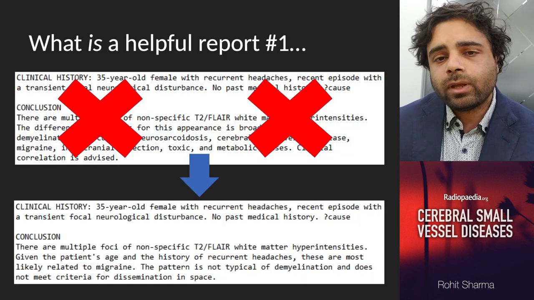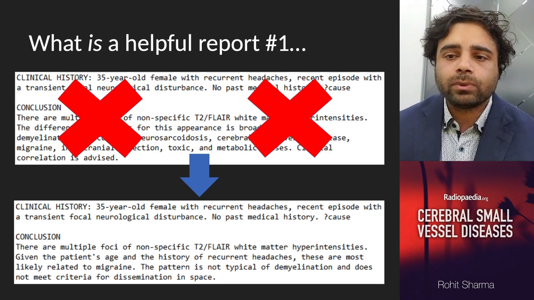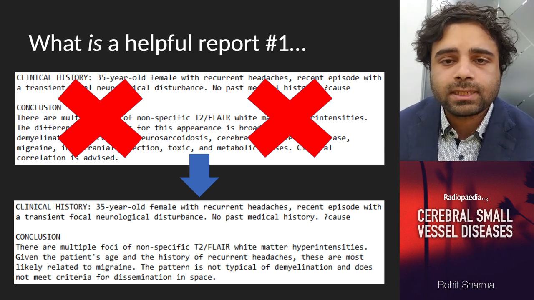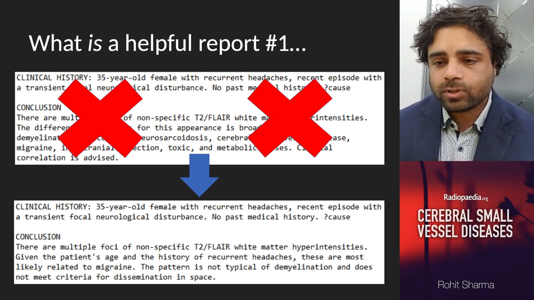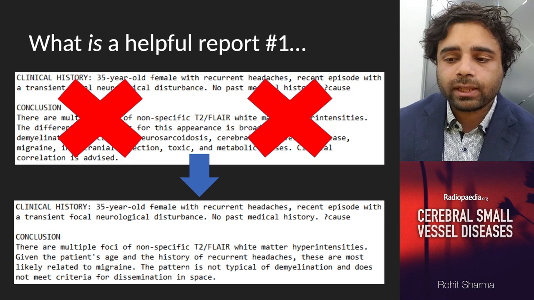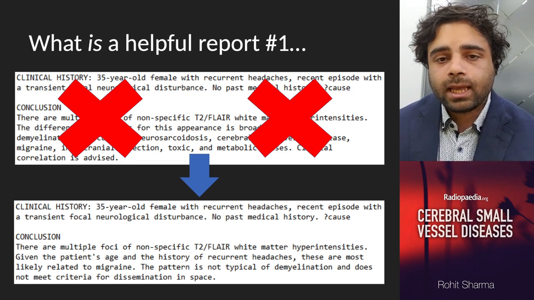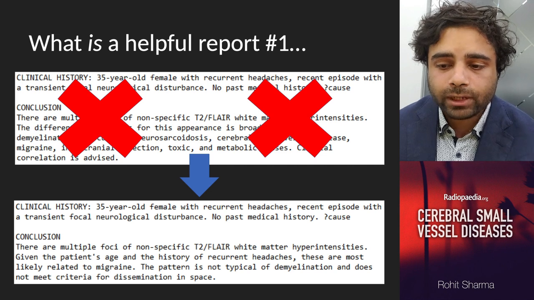So in terms of how we can make that unhelpful report a helpful one, coming back to that 35-year-old with the transient neurological symptoms in the setting of headaches without a past medical history, perhaps we can reword that to: there are multiple foci of non-specific T2 FLAIR white matter hyperintensities. And given the age and the history of recurrent headaches, these are most likely related to migraine.